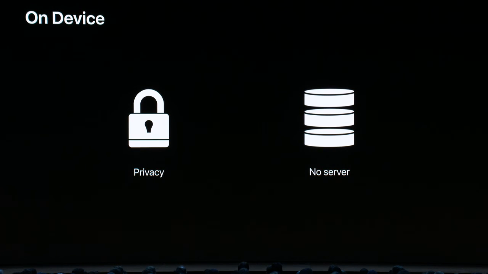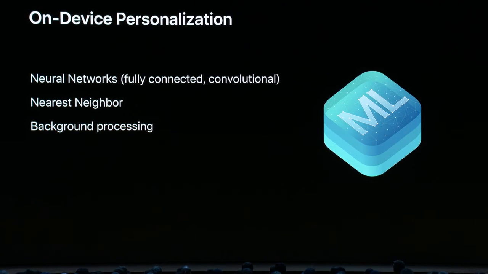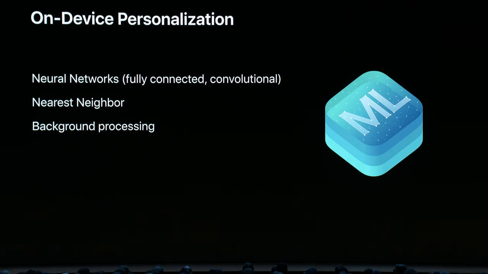We respect users' privacy, and you don't need to put up a server. So Core ML 3 supports on-device personalization for neural networks. And we are also supporting nearest neighbor. And you can do it in the background at night.